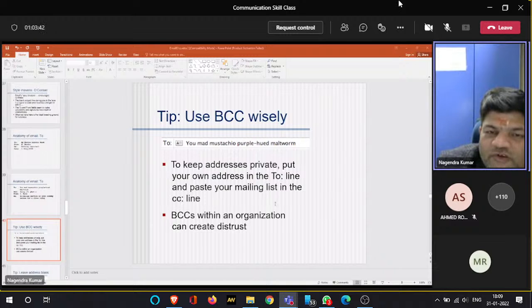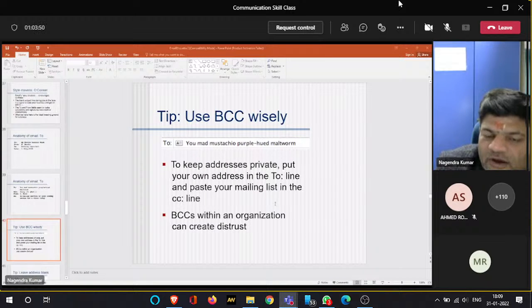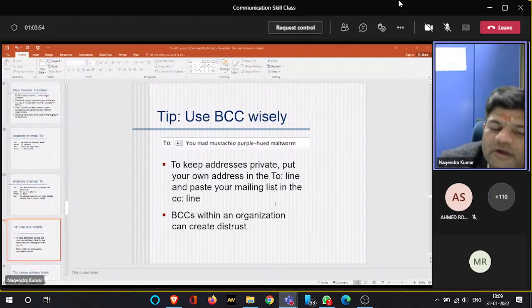Again, you need to use BCC wisely. In BCC, we put those email addresses to whom we copy the message, but we don't want the receiver to know about it, who other people have been sent the same message.